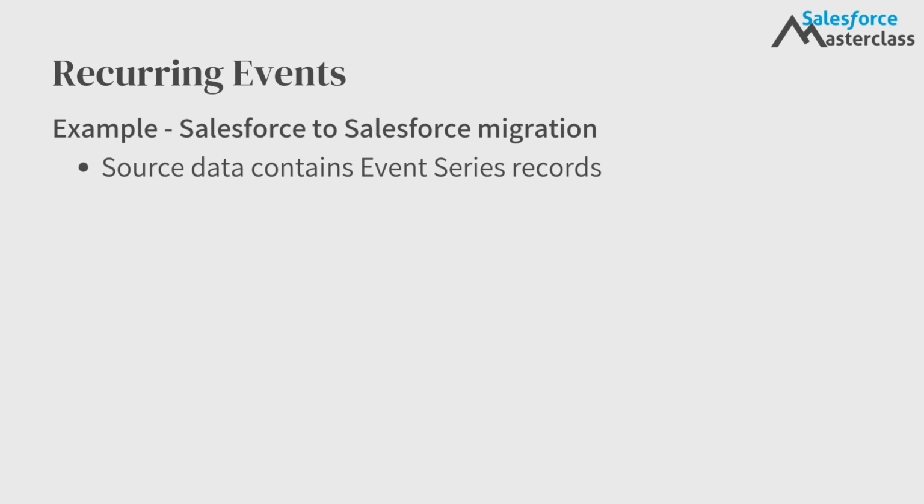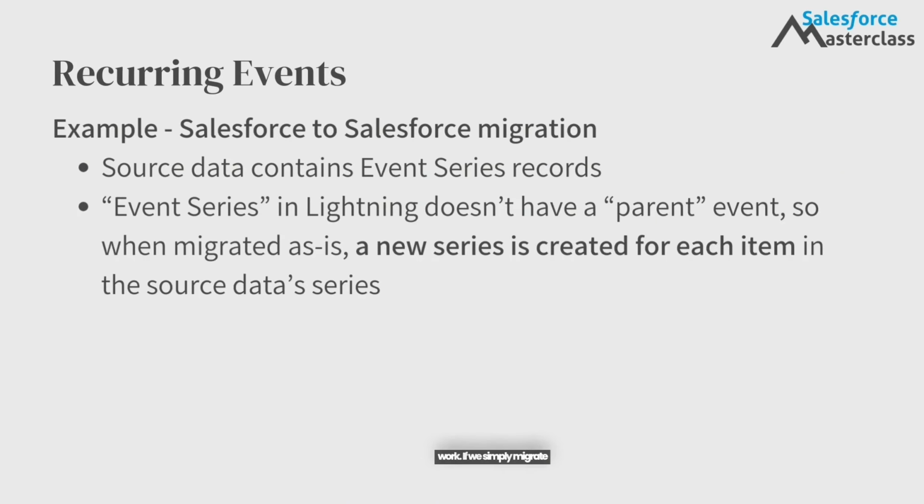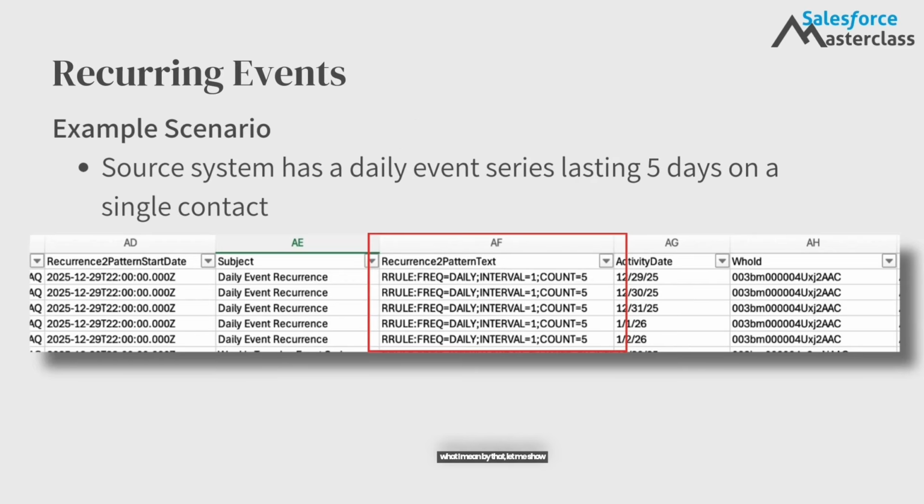In a Salesforce migration, migrating event series logic is more straightforward, but still requires some transformation work. If we simply migrate the source data into the target org as is, meaning we include the recurrence logic on each record, then a new series is created from each source system event. If you're wondering what I mean by that, let me show you.